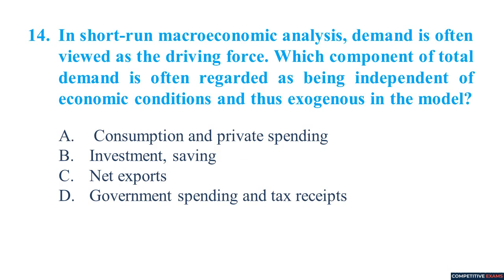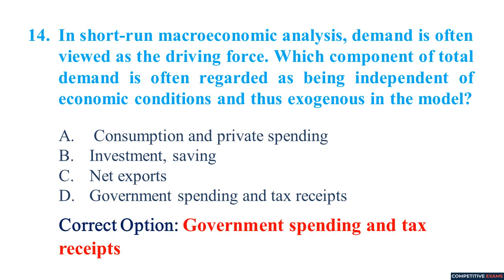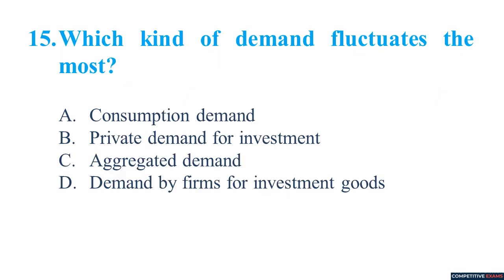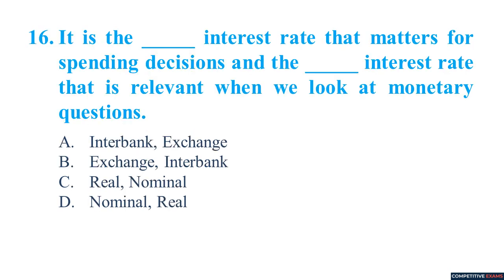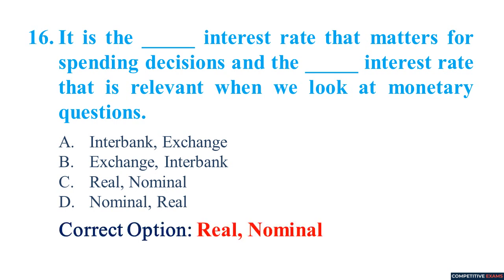In short-run macroeconomic analysis, demand is often viewed as the driving force. Which component of the total demand is often regarded as being independent of economic conditions and thus exogenous in the model? Government spending and tax receipts. Which kind of demand fluctuates the most? Private demand for investment. It is the dash interest rate that matters for spending decisions and the dash interest rate that is relevant when we look at monetary questions. Real, nominal.